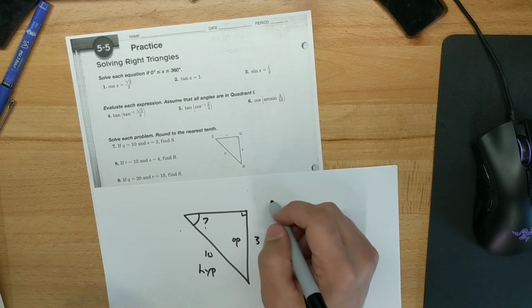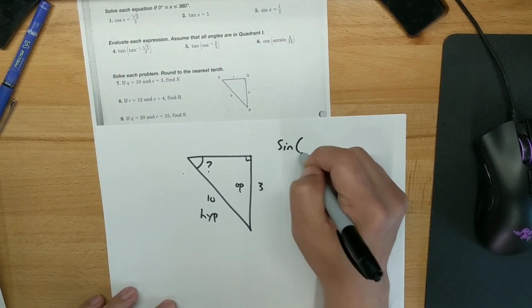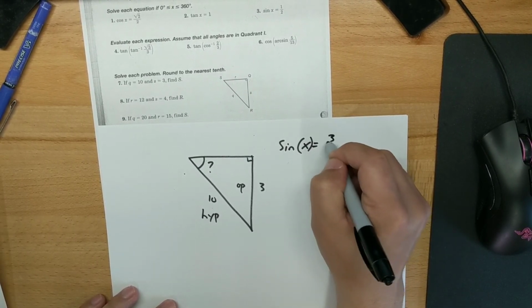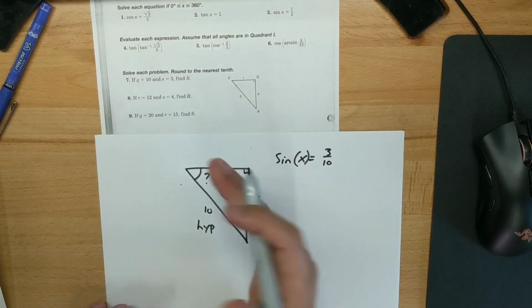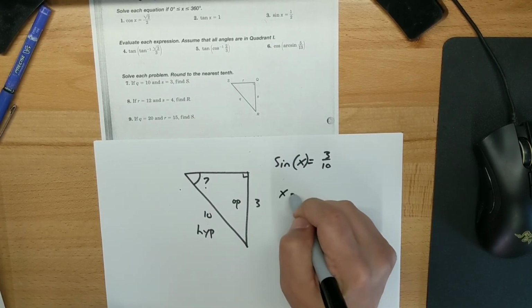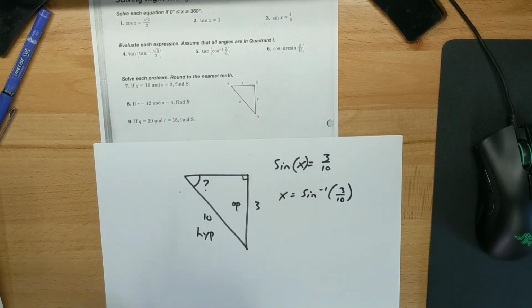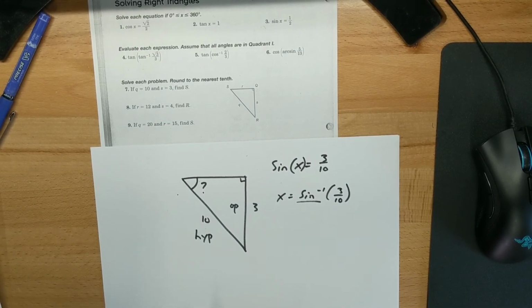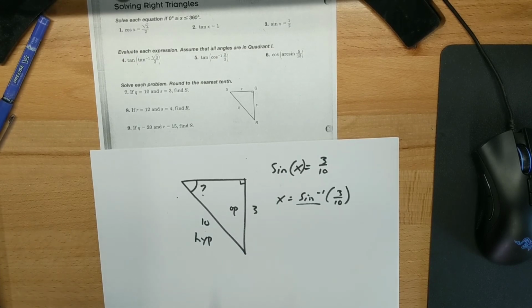So I know my setup is going to be sine of my unknown angle is 3/10. And at this point, there's no trickery here. I literally just grab my calculator. I take the inverse sine of both sides, and I got that x is equal to the inverse sine of 3/10. If you're looking for your inverse sine button on your calculator, it's probably second sine or shift sine, and you do need to make sure you're in degrees for this. If you're in radians, it's going to give you a hard time.